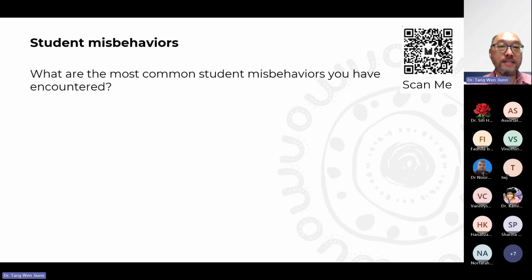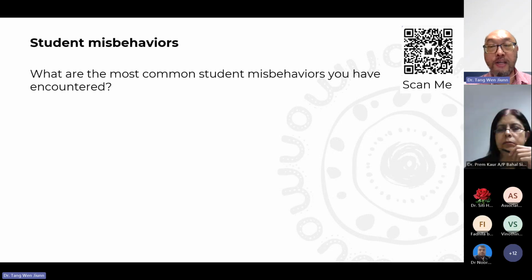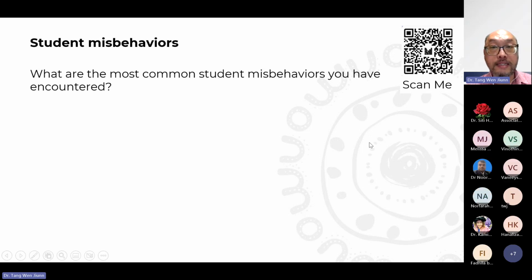Students' misbehavior. Before we continue, I would like to hear from you. What are the most common students' misbehavior you have encountered so far in your history? You can scan the QR code, or if you haven't closed your previous Mentimeter, you can continue from there. You can use the same link I posted at the chat box to do this exercise, this survey. What are the most common students' misbehavior?